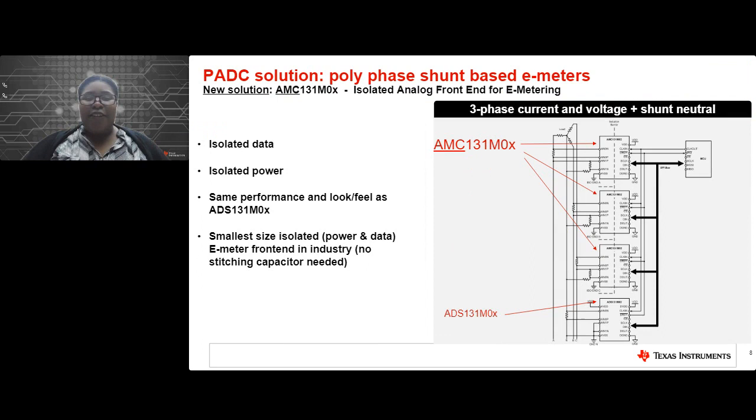So here is our new solution simply being shown. This example particularly is a 3-phase current and voltage architecture with a shunt neutral measurement that is using the ADS131M0. One of the best benefits of this part, as we said, it has that isolated data, it has that isolated power, it has that same feel and performance of the ADS131M0x, the non-isolated version. However, it is a small size meter front end for the industry that requires no need for stitching capacitors or those additional isolation components.